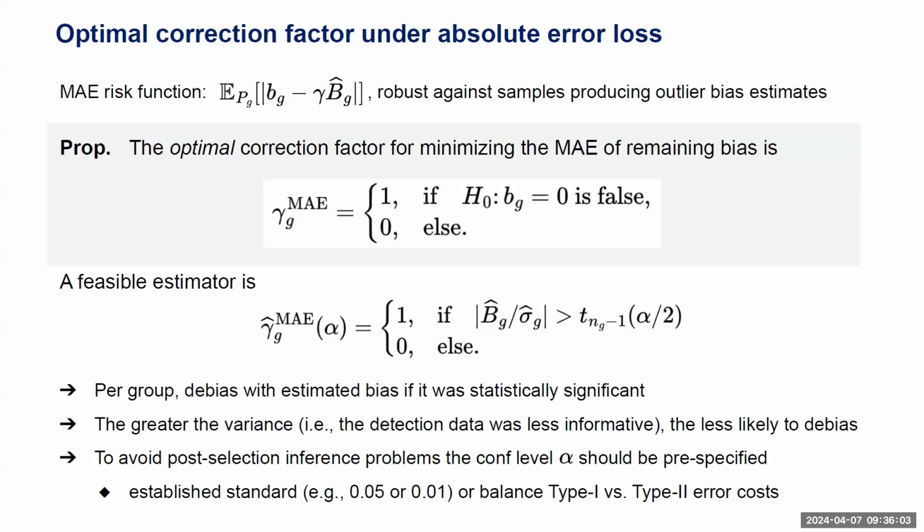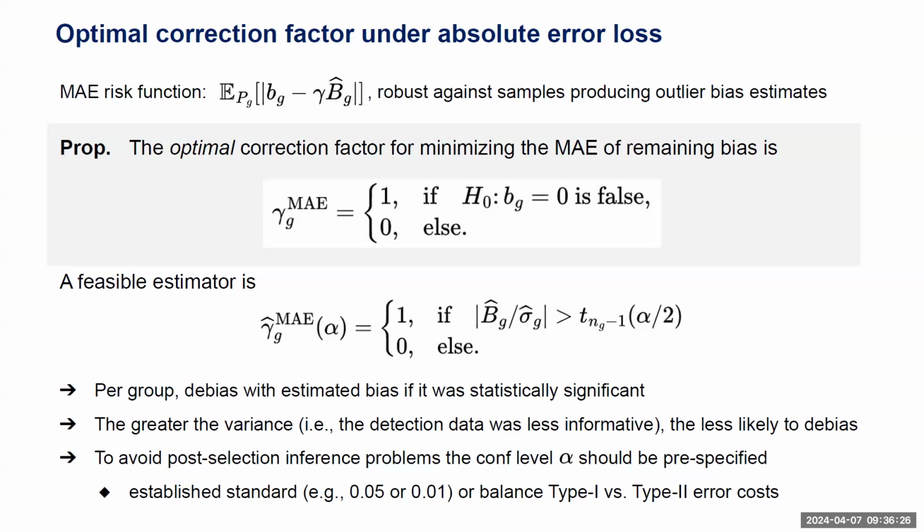Whether you should debias or not depends crucially on two factors. It depends first on how well you're able to estimate the variance. If you're unable to estimate it well, if it's noisy, you're less likely to debias because your data is uninformative of what the true bias is.